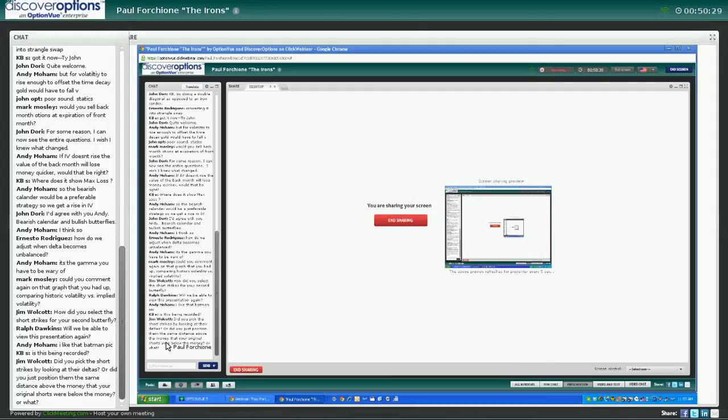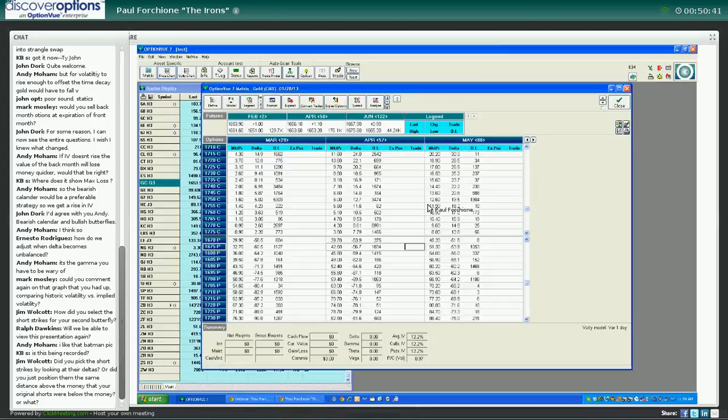Okay, another question here about, did I pick the short strikes by looking at their deltas, or did I just position them the same distance above the money that the original shorts were below the money? Well, I recognized that our original position, let's just do it again. I'll go in and put it in here one more time.